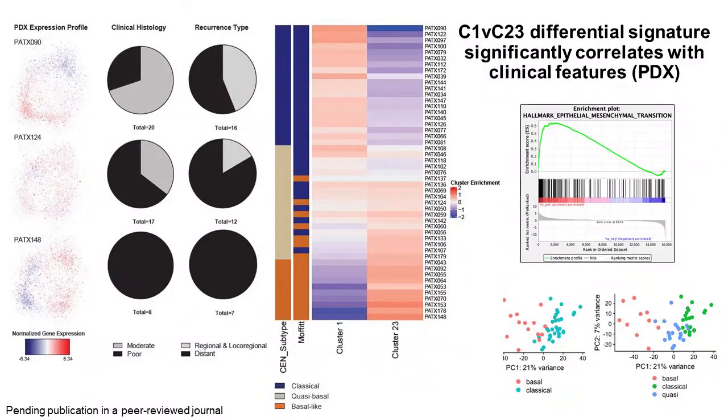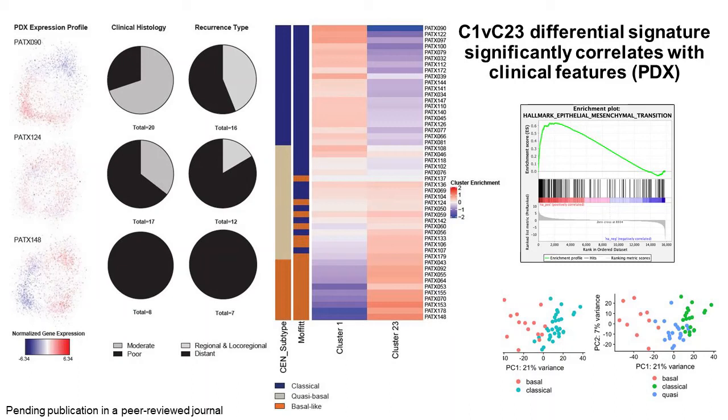So to look into the signature a little bit closer, I'll draw your attention to the heat map in the center here. What we did was look at the centroid score for cluster 1 and 23 across all 50 of the models that we used in the study. And what we see is a near perfect anti-correlation where if cluster 1 is enriched, cluster 23 is depleted, and conversely, if cluster 23 is enriched, cluster 1 is depleted.